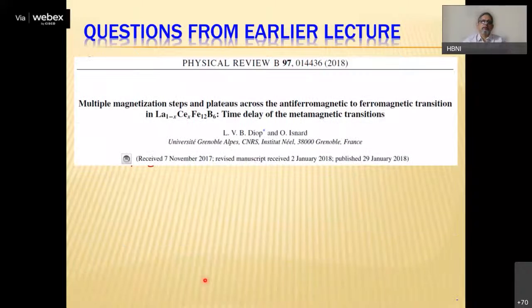You can see, for example, this is a paper in Physical Review B. Under the affiliation, you have the received date: the manuscript was received on 7th November 2017, the revised manuscript received on 2nd January 2018, and published on 29th January 2018. So there's absolutely no issue. It is this date that actually matters. Suppose this is a path-breaking paper or some discovery fit to be awarded some big prize, then it is this date which is taken into consideration.